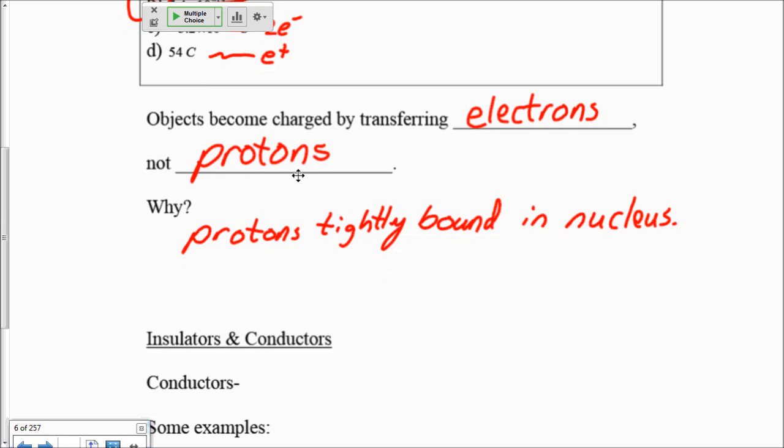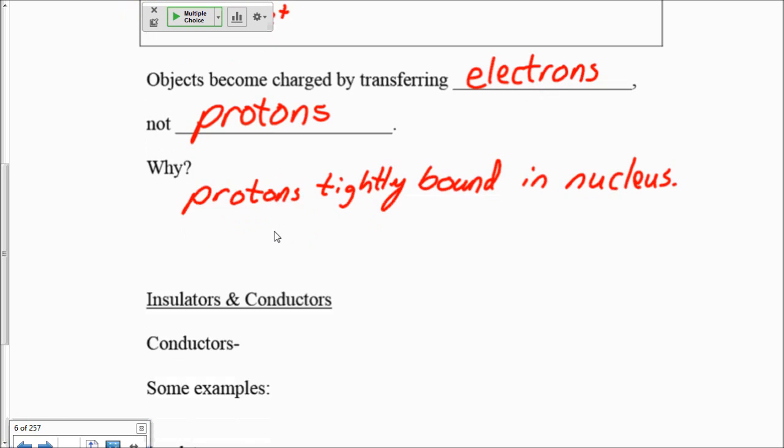Early scientists thought that the protons were the ones transferred, and so we'll see when we start dealing with circuits that we often talk about the movement of protons in the circuit, and that's just because scientists like Ben Franklin thought that protons actually moved around and not electrons. But now we know that electrons are the ones that move, not the protons.